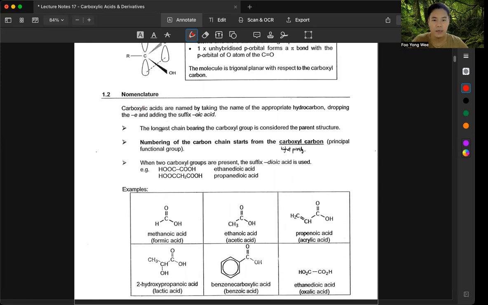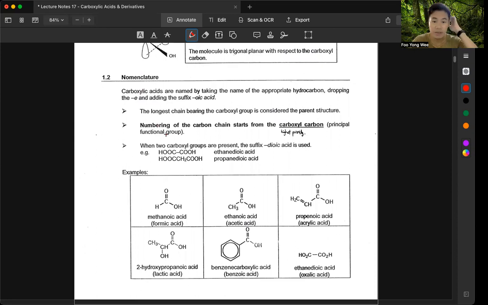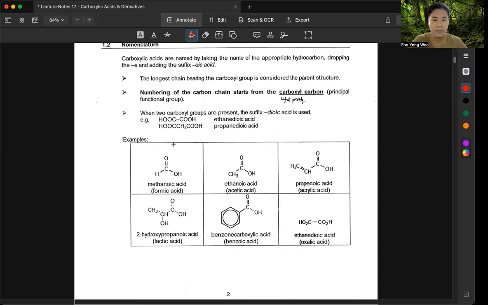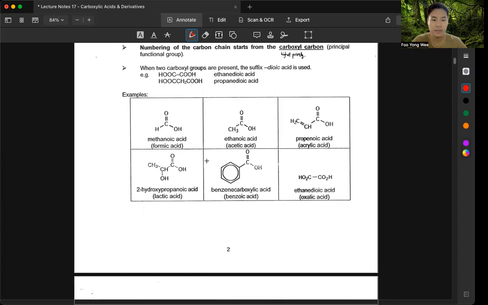Now, the longest chain bearing the carboxyl group is the parent structure. The numbering of the carbon chain starts from the carboxyl carbon with the highest priority. All right? So when you have 2 carboxyl groups present, we use dioic acid to represent it, like ethanedioic acid or propanedioic acid. So here are some examples of carboxylic acids that you will see during the lecture. All right?